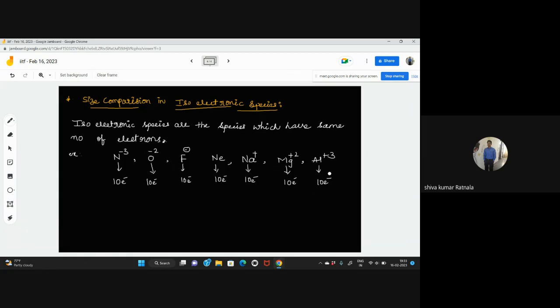Next, O minus 2, and like that it is decreasing. Yes. Now what can we say here? Highest will be N minus 3, then O minus 2. Very good. Then F minus. After that, which one will we write? We know anion, after that neutral atom, then among cations, which has the least size? Sodium? Aluminum plus 3. Why?